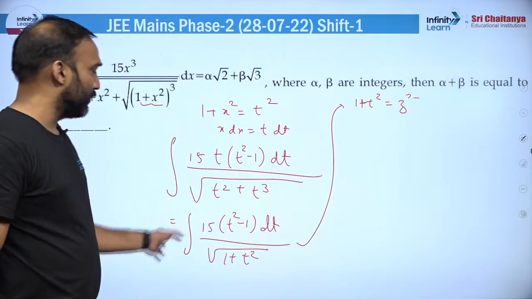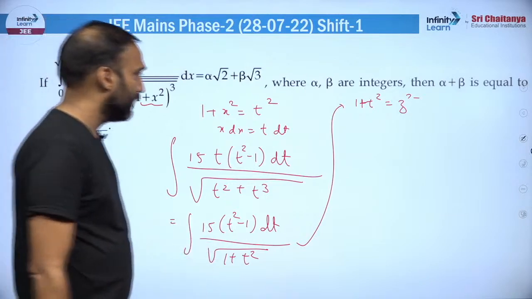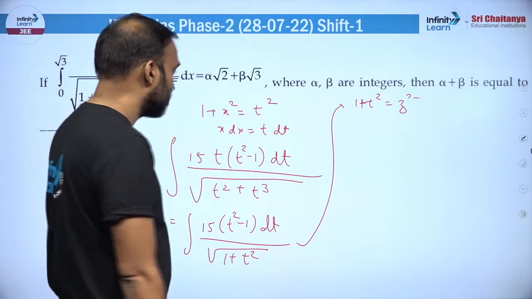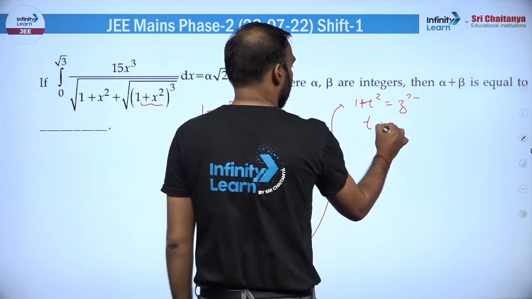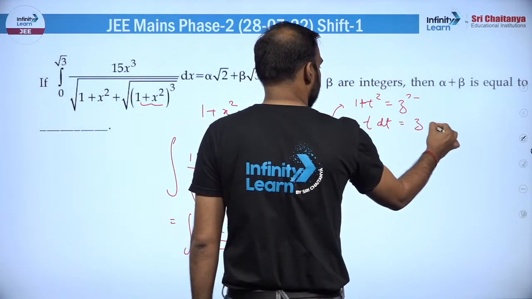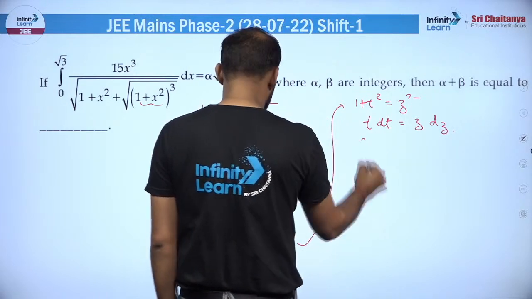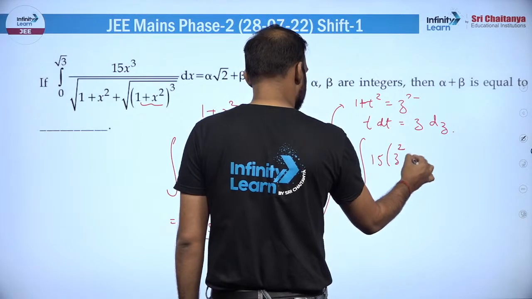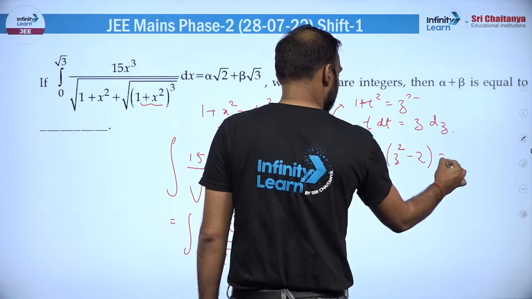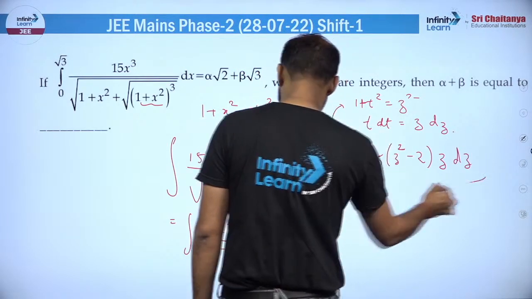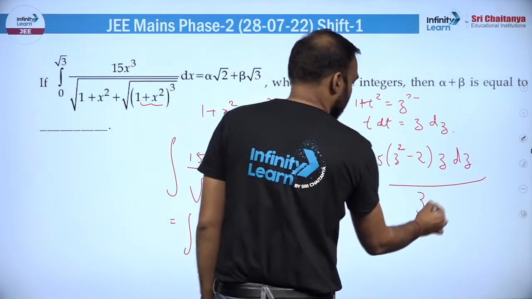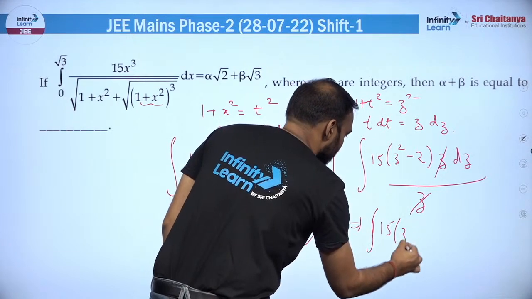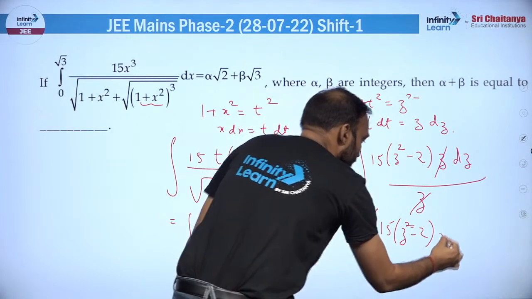Or you can try to split it and use the formula, right? So I am not splitting it. I am directly putting 1 plus t square is equal to z square. So from here I get t dt is equal to z dz. So this integral becomes 15 z square minus 2 into z dz upon this is z. So z will get out with z. You will have integral of 15 z square minus 2 dz.